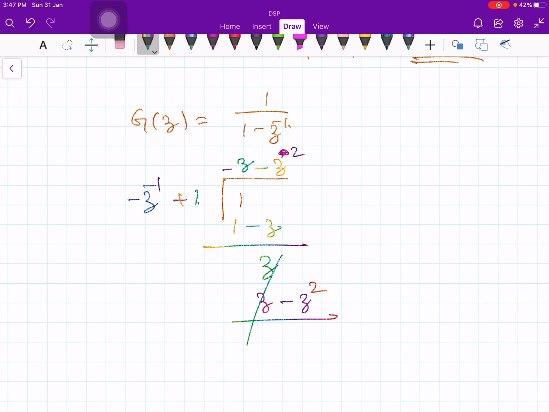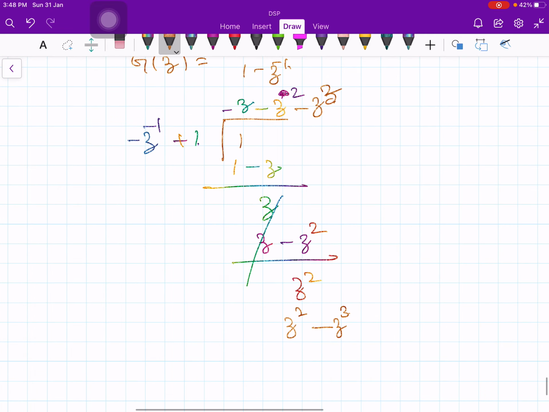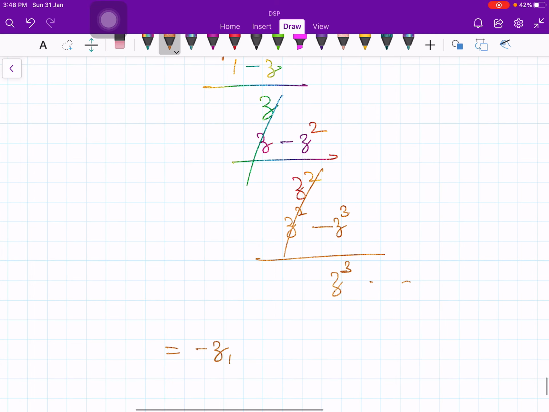So this will go and z squared, and then minus, I'm sorry, I should put here minus z cubed, then z squared minus z cubed. Again this will go, this becomes z cubed, like that it keeps on going. Therefore the sequence is minus z squared minus z cubed minus z to the 4 plus, keeps on going.